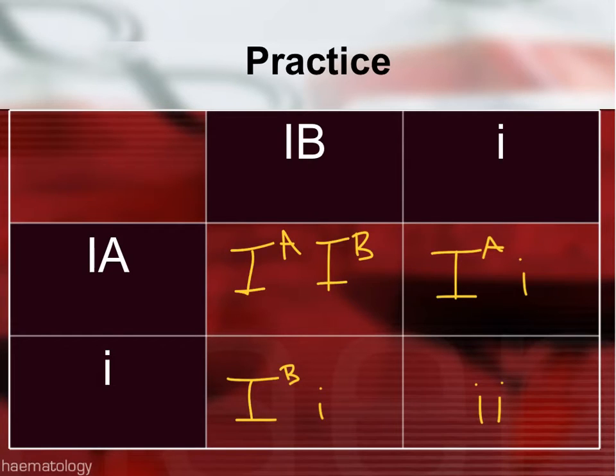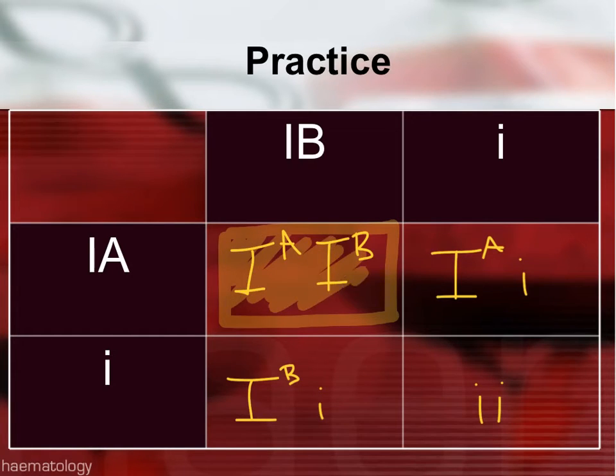What are the possible phenotypes of the children? If you need to, pause the video, but I'm going to go through it with you. So here we have type AB, so that is going to be type AB. To the right, we have an A and an O. Now, of course, that A is dominant over the O, so this is going to be type A blood.